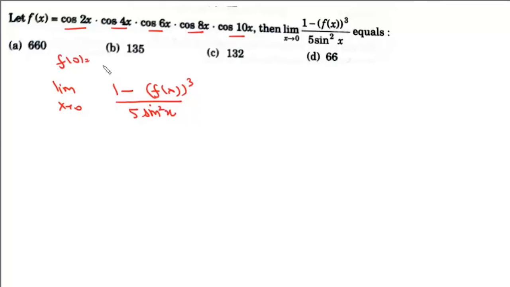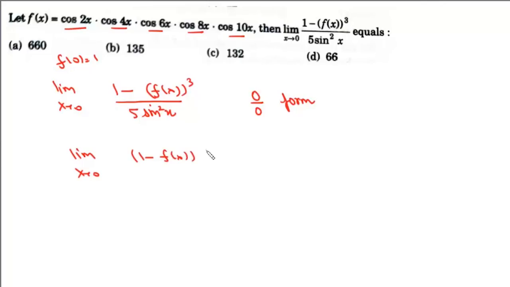Now here is the question. We are given this f(x) as cos 2x, cos 4x, cos 6x, cos 8x and cos 10x. Then we need to find this limit as x tends to 0 of (1 minus f(x) cube) upon 5 sine square x. Now f(0) is cos 0 five times, so it will be 1. So it is 1 minus 1 is 0, and sine 0 is 0, so it is 0 upon 0 form.